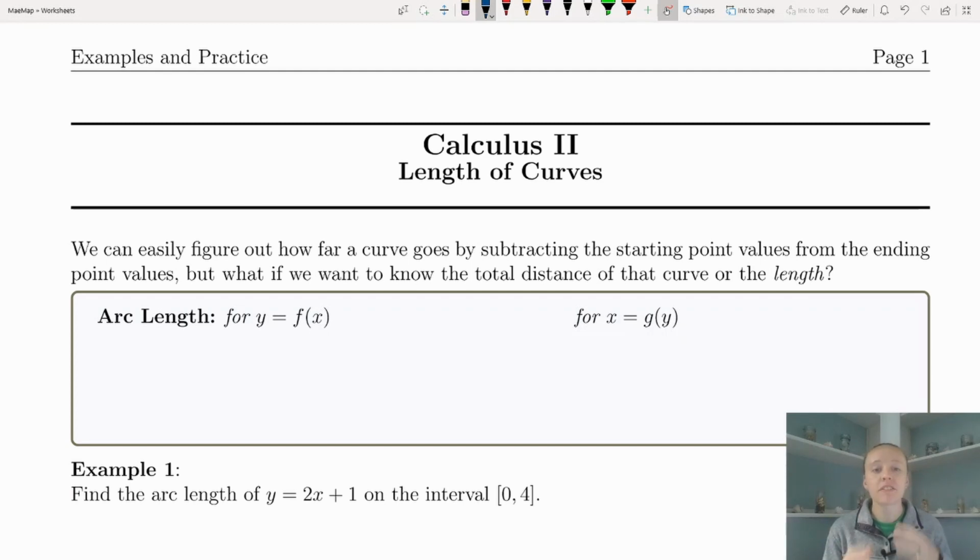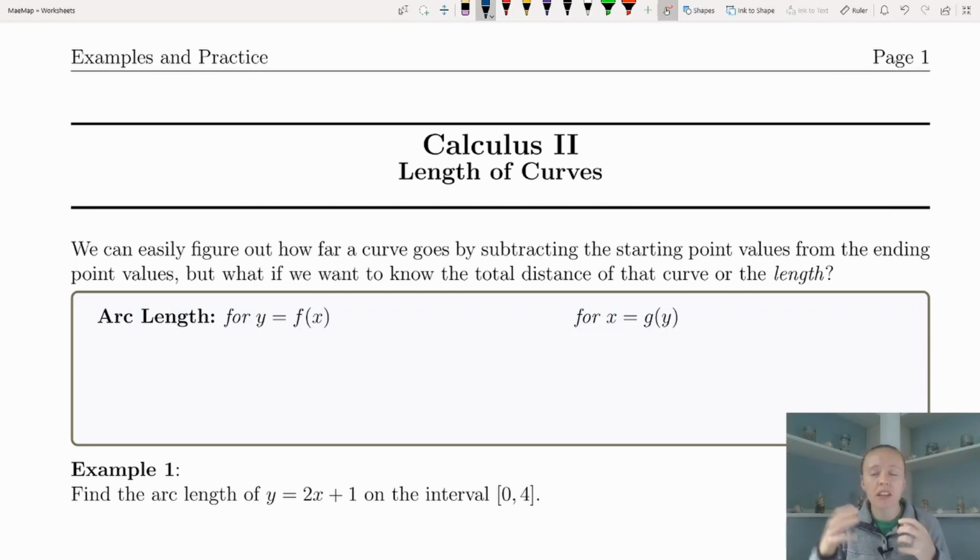We can easily figure out how far a curve goes by subtracting the starting point value from the ending point value, whether we want to know how far it goes in the x or how far it goes in the y. But what if we want to know the total distance of that curve, or the actual length of the curve?